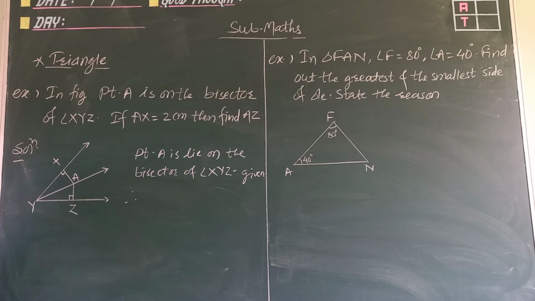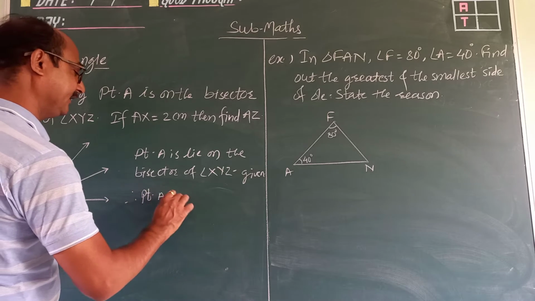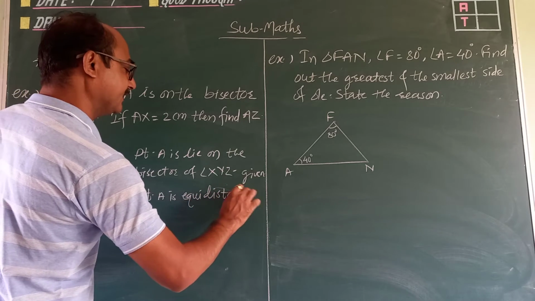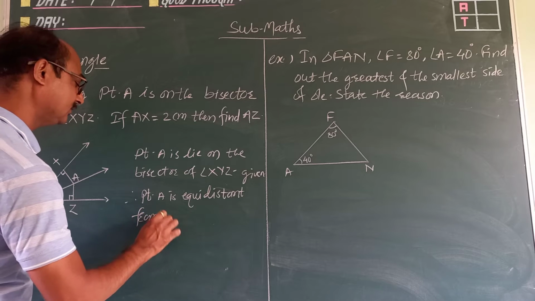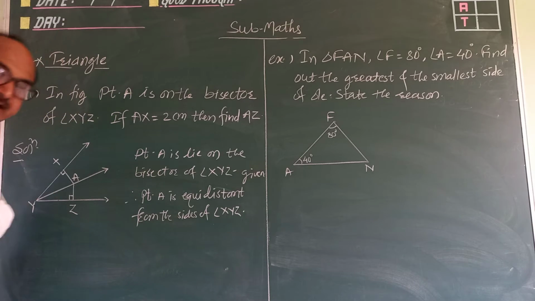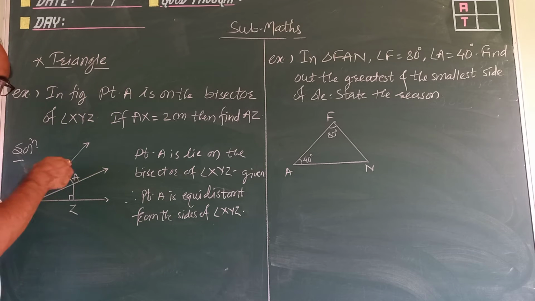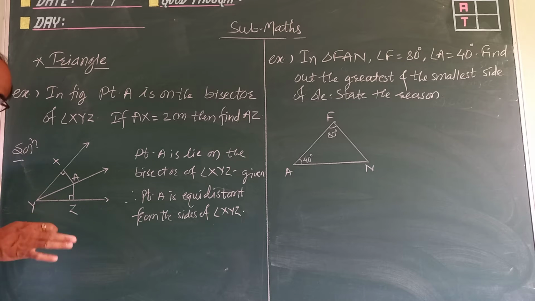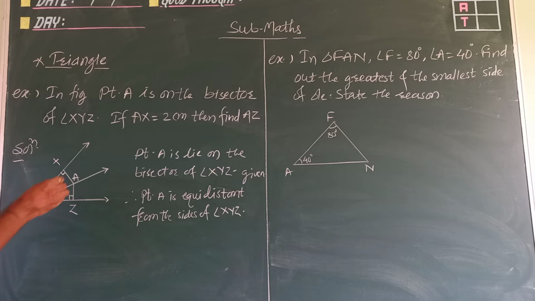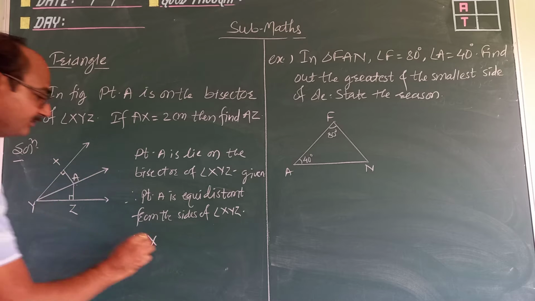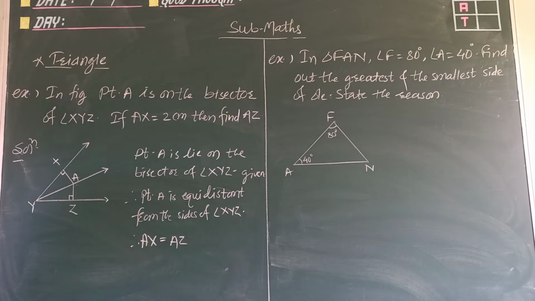If a point lies on the bisector, therefore point A is equidistant from the sides of angle XYZ. Already you have studied this theorem. If any point lies on the bisector, it is equidistant from the sides, the arms XY and YZ of the angle. Equidistant means what? The distance AX is equal to AZ. These two are the same.